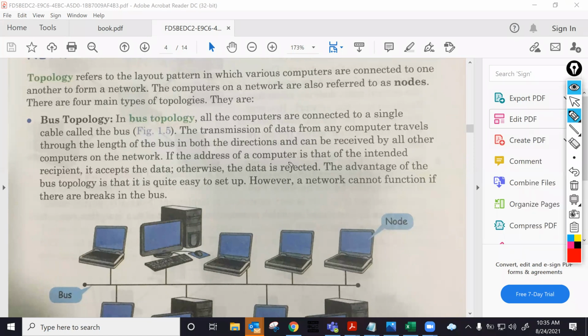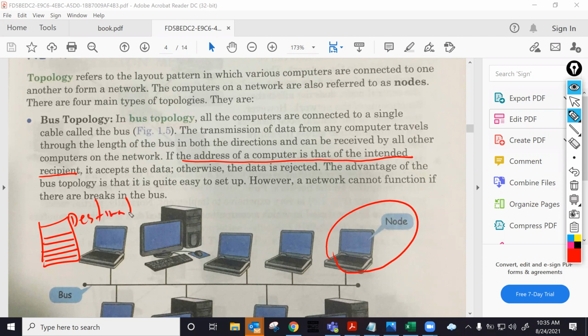If the address of the computer is that of the intended recipient, this is the intended recipient. So the document comes from here. They put a label called destination address and send it out to the network, and it comes searching and delivers it. It accepts the data. Otherwise, the data is rejected.